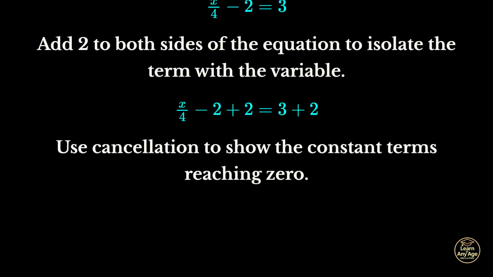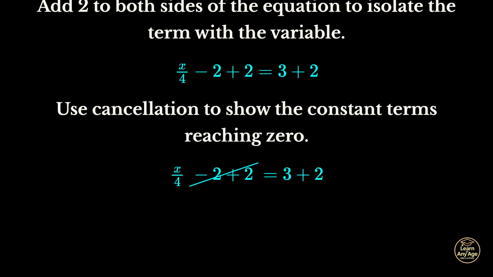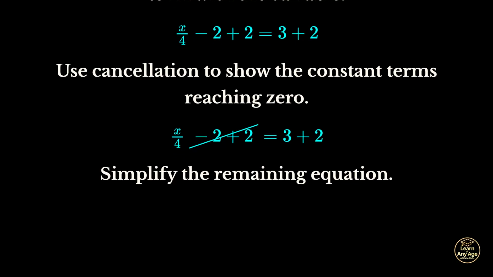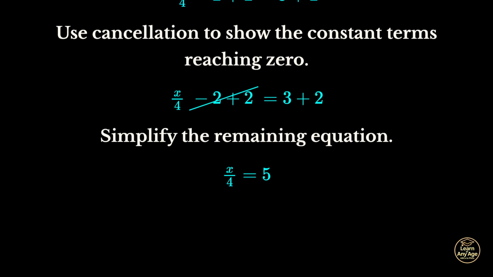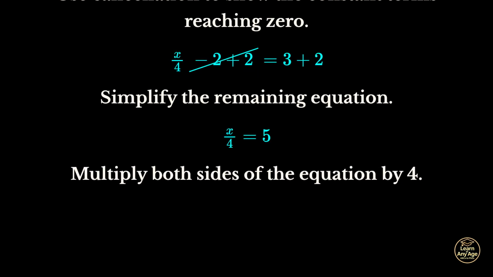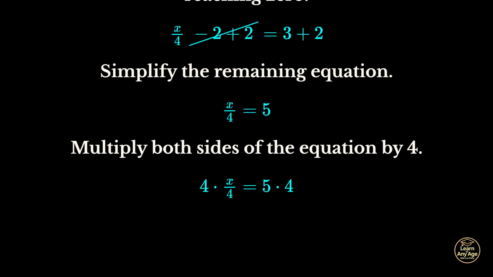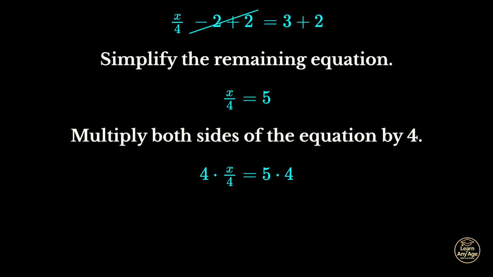Use cancellation to show the constant terms reaching 0. x over 4 minus 2 plus 2 cancels out, equals 3 plus 2. Simplify the remaining equation. x over 4 equals 5. Multiply both sides of the equation by 4. 4 times x over 4 equals 5 times 4.